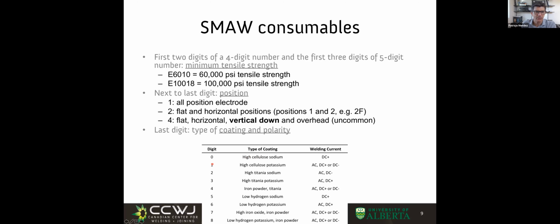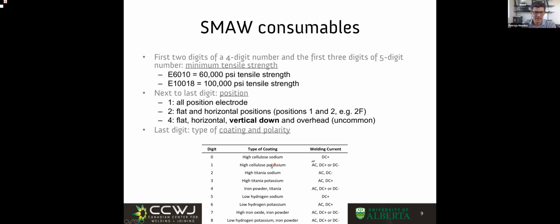If it finishes in a 1, for example, 6011 is a high cellulose potassium. And potassium and sodium are these elements that lose an electron very easily. Potassium loses it more easily. And this can run in AC, electrode positive, or even electrode negative. Here in Alberta, we use 6010 a lot because we can pay for rectifier machines. When I did some welding in Argentina, however little I did, we were using 6011 because we were using transformer machines that can run on AC.